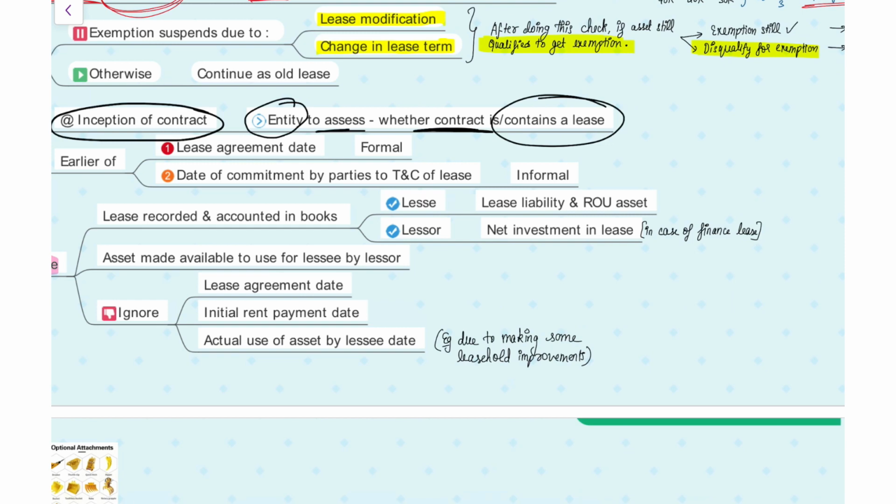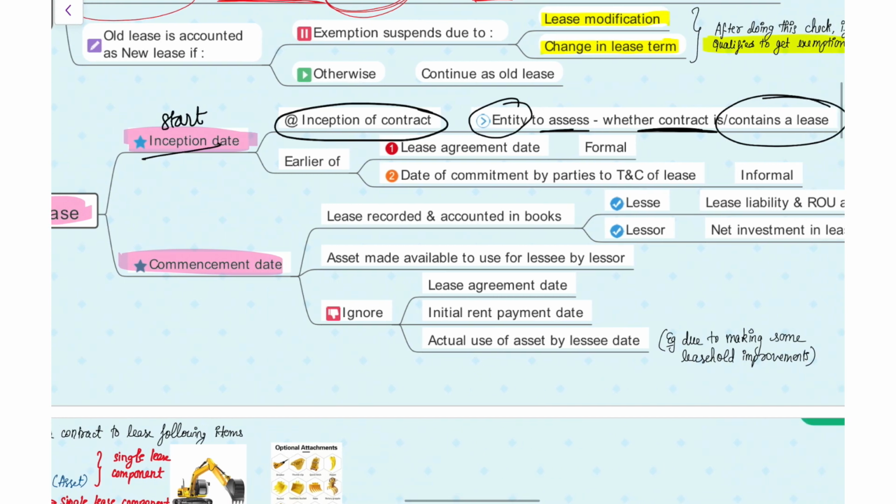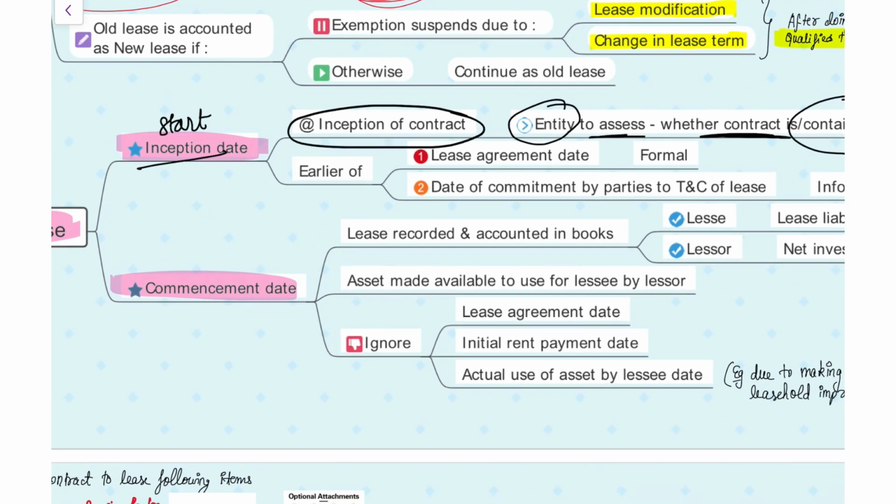If it is not containing a lease, you will just record it as a normal contract. So at the inception of the contract itself, the entity has to assess whether it contains a lease or not. Okay. So what will be the inception? That means, on which day do you have to assess whether the contract is containing a lease or not? That is the inception date.